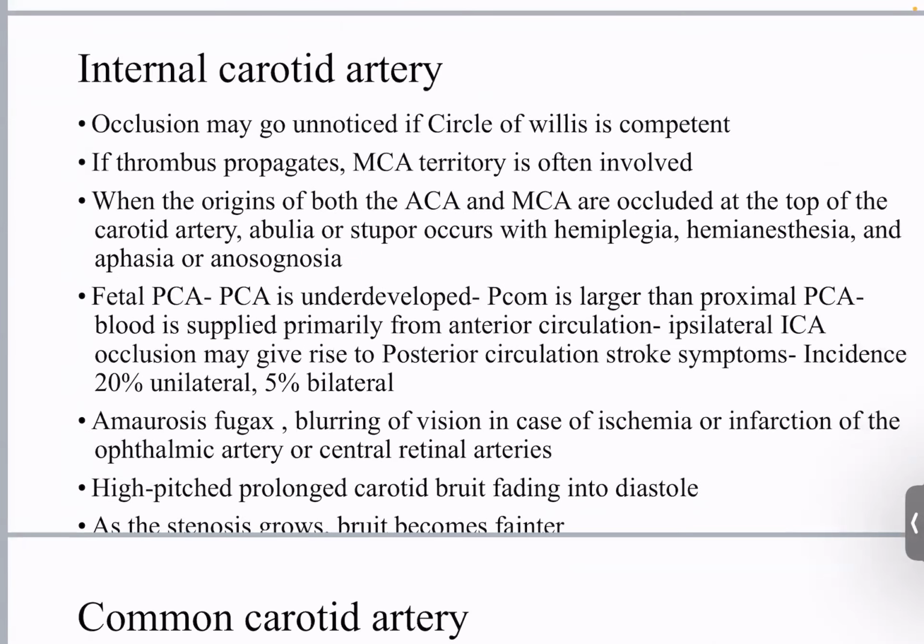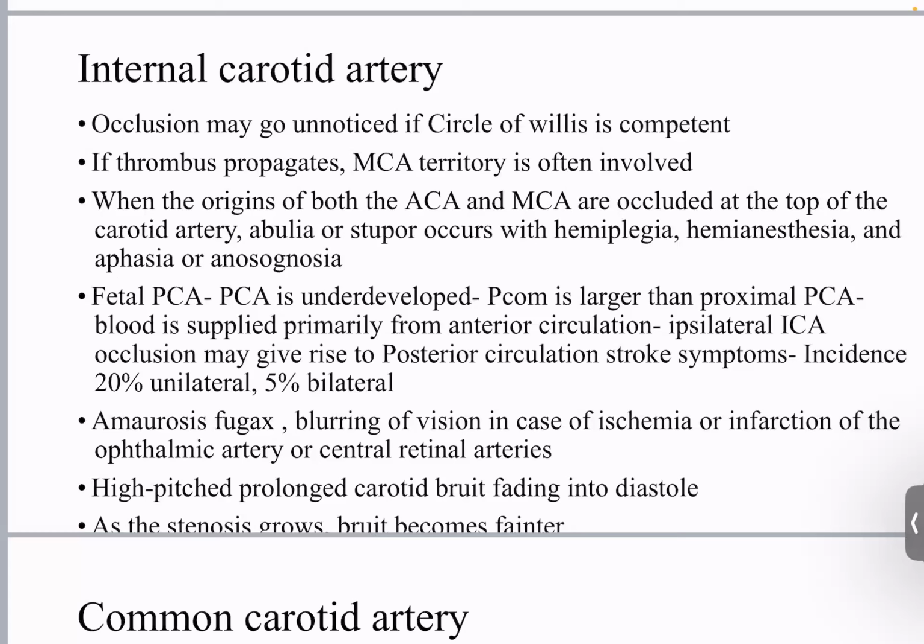Moving on to the internal carotid artery, occlusion of the internal carotid artery may go unnoticed if the circle of Willis is competent, because internal carotid artery occlusion usually occurs as a slow progression, which collaterals compensate. If the thrombus propagates, MCA territory is often involved. When origins of both the ACA and MCA territory are included, especially at the top of the carotid artery, abulia or stupor can occur with the hemiplegia, hemianesthesia, aphasia, or anosognosia.